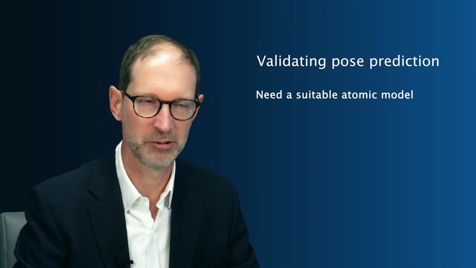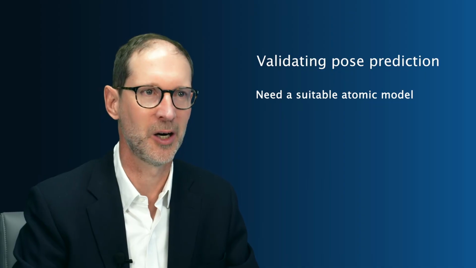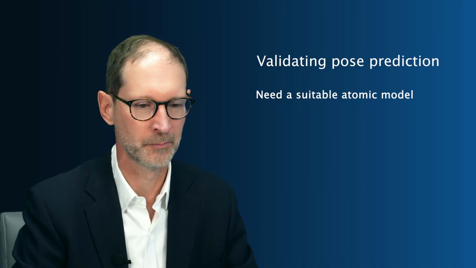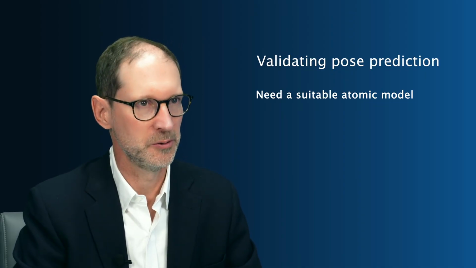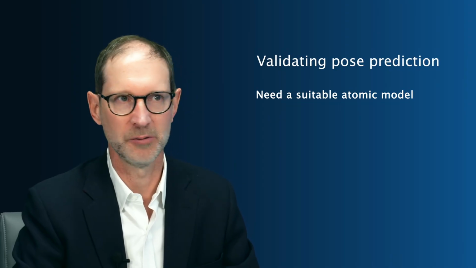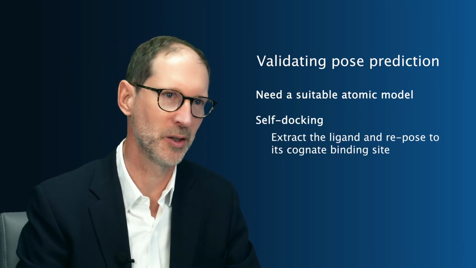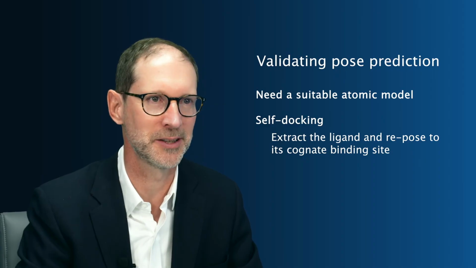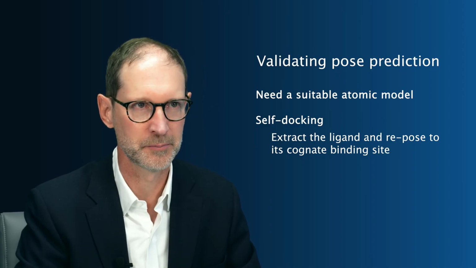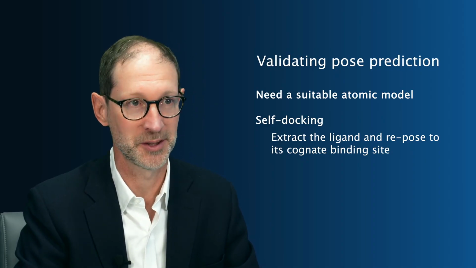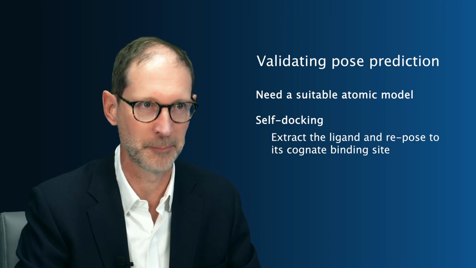If you want high precision pose prediction, you need a high precision atomic coordinate model. We can use that model to do two types of pose prediction experiment, what's known as self-docking, where we take the molecule out and put it straight back into its own binding site. Pretty easy problem to solve. If you have this, you may have something, but if you don't have this, you don't have anything.